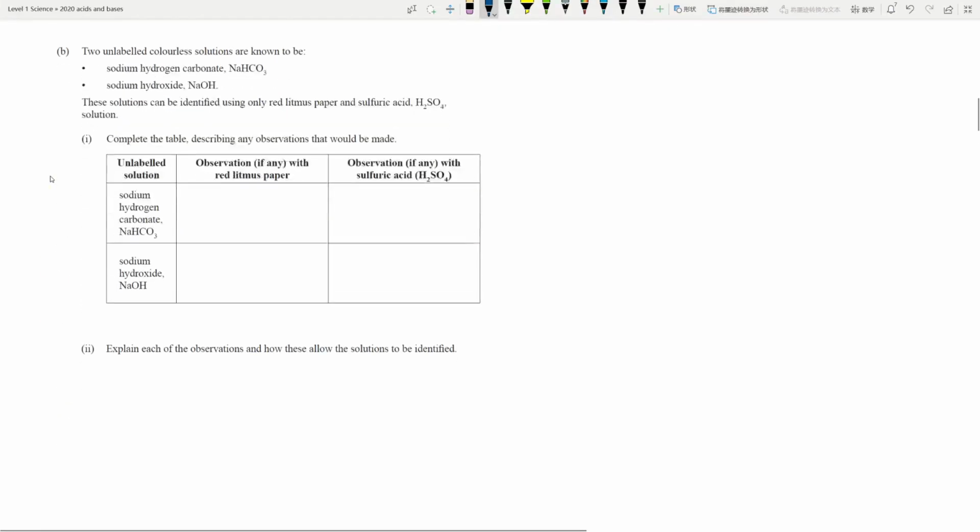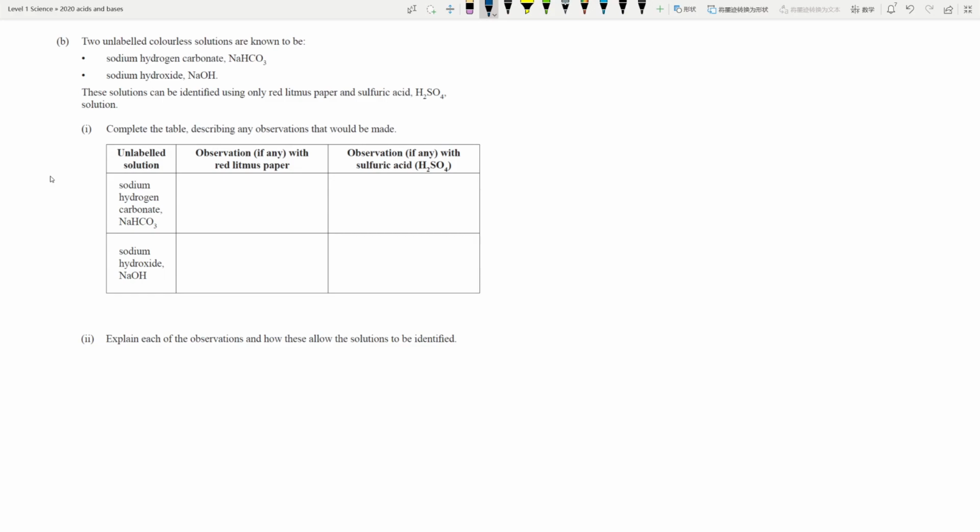Okay, moving on. Next one: 2 unlabeled colorless solutions are known to be sodium hydrogen carbonate and sodium hydroxide. Straight away, as Year 11 students, you just need to know carbonate, bicarbonate, any carbonate like hydrogen carbonate, and then the hydroxide. This is not completely true, but you're only NCEA Level 1 students, so I'm being very pragmatic here. Whenever you see something oxide, hydroxide, carbonate, these are bases. If you see something acid, then it's obviously an acid. The ones that aren't in the 2 categories are neutral.